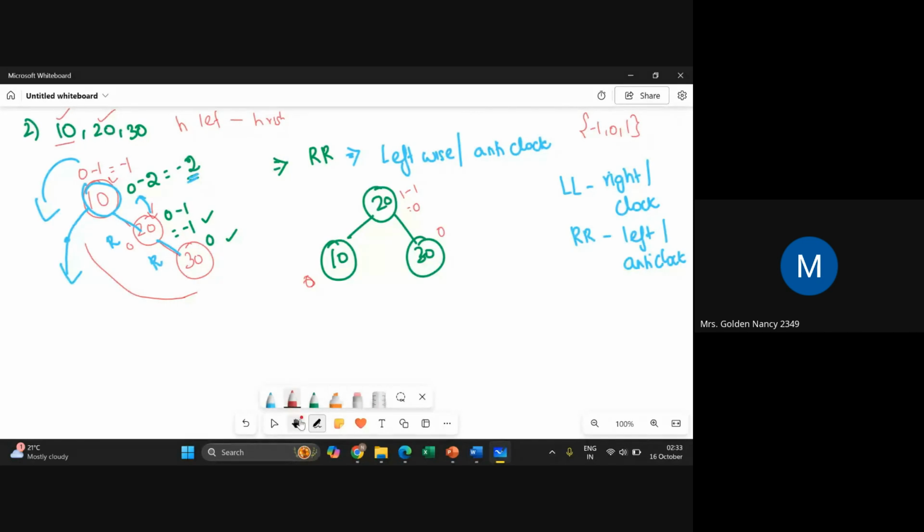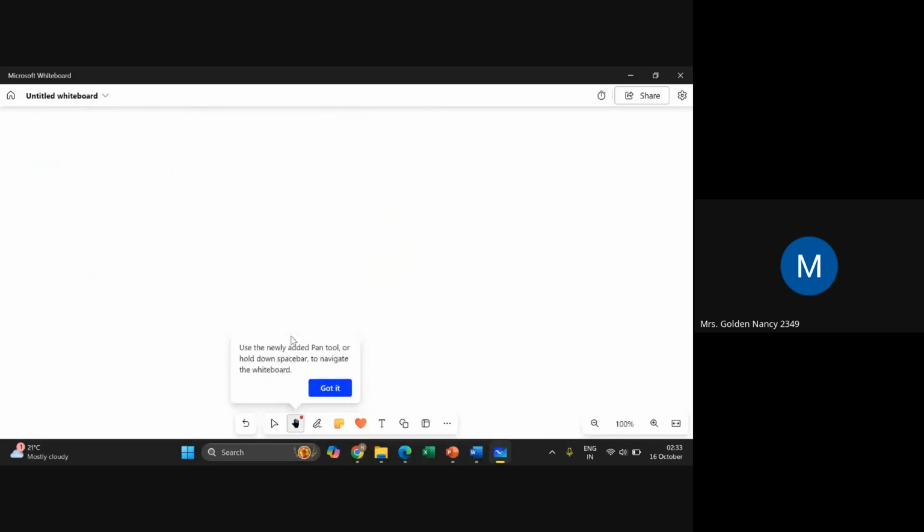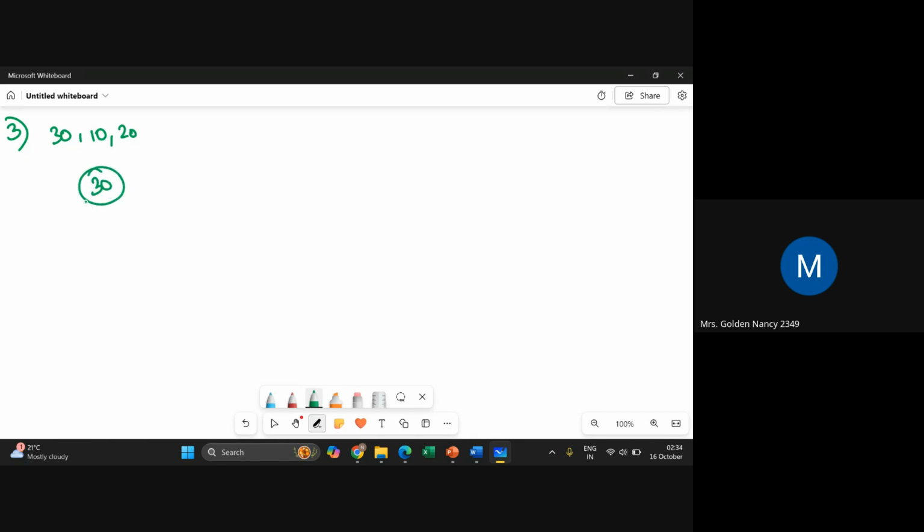Next, I'll take another example to teach you the other two types of rotation. 30, 10 and 20. So 30 I'll insert. 10 is lesser than 30, I'll insert it here, and then 20. So I have inserted 10 and 30.